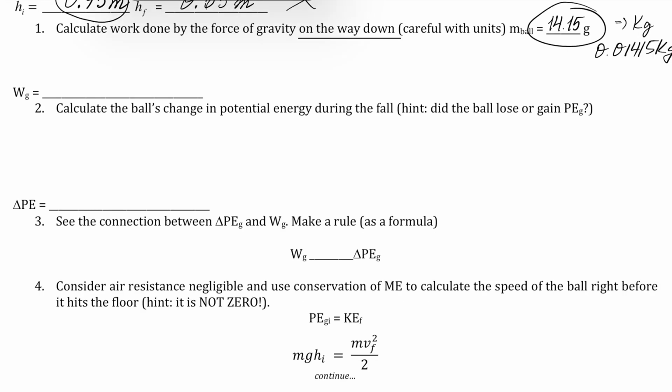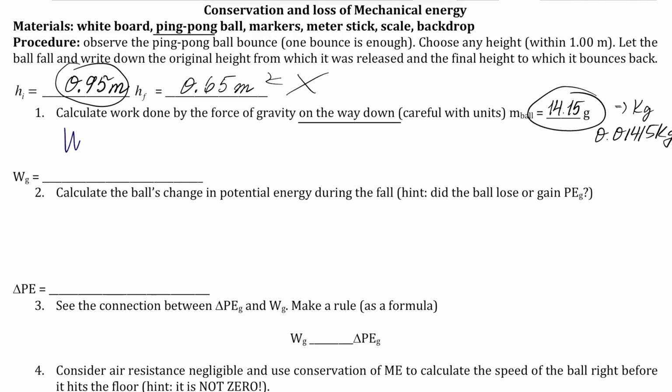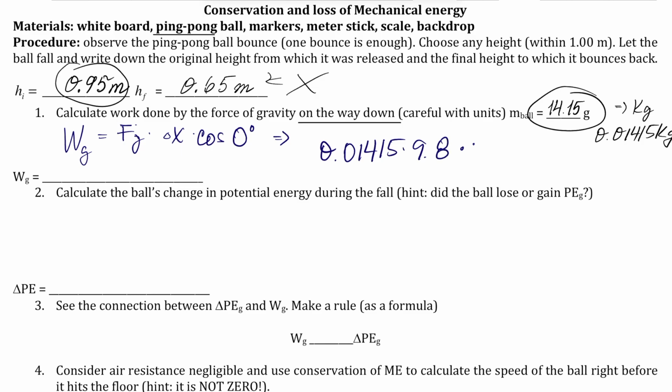So work of gravity, as per usual, is going to be found as force of gravity times displacement. And in this case, because they were both downwards, it's going to be cosine of 0 degrees. So 0.01415 times 9.8, that's 2 sig figs now, times 0.95. Again, I'm using my numbers, you use your numbers, thank you. The work done by gravity would be 0.13 joules.